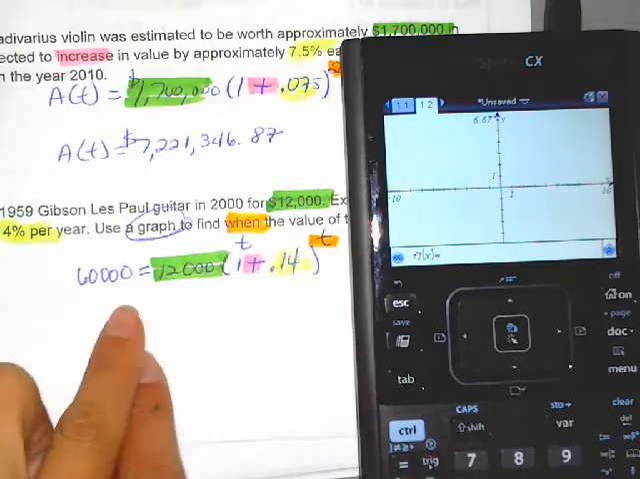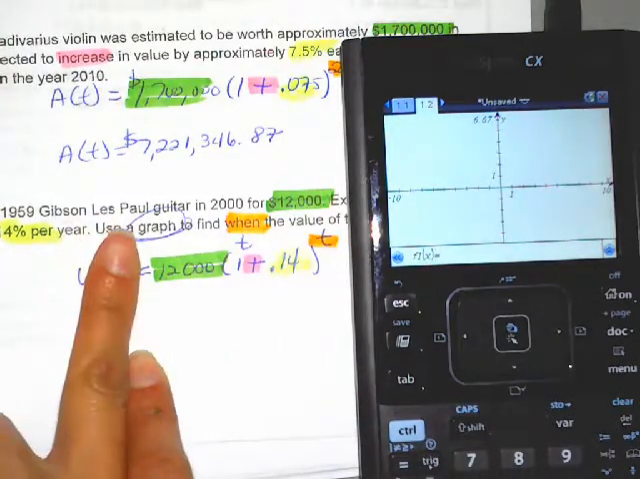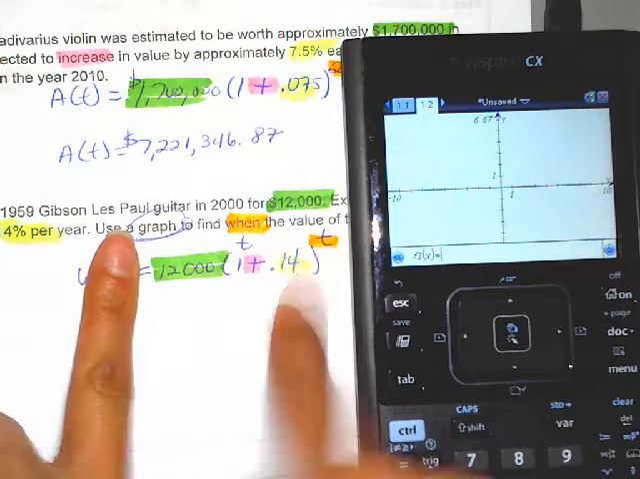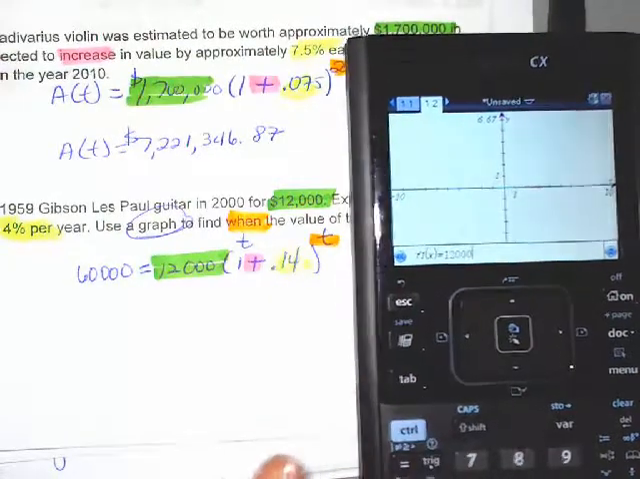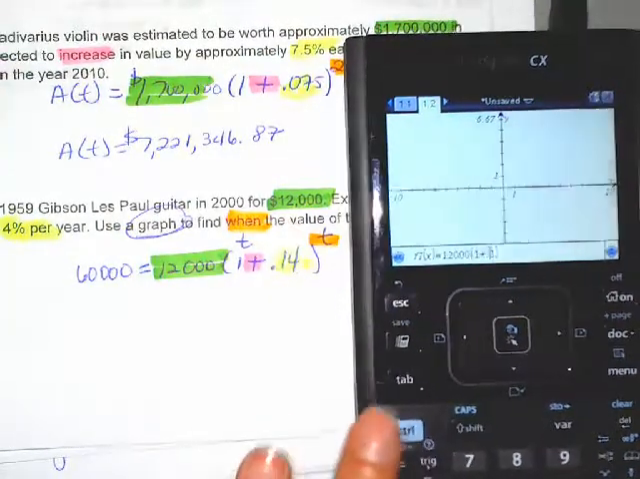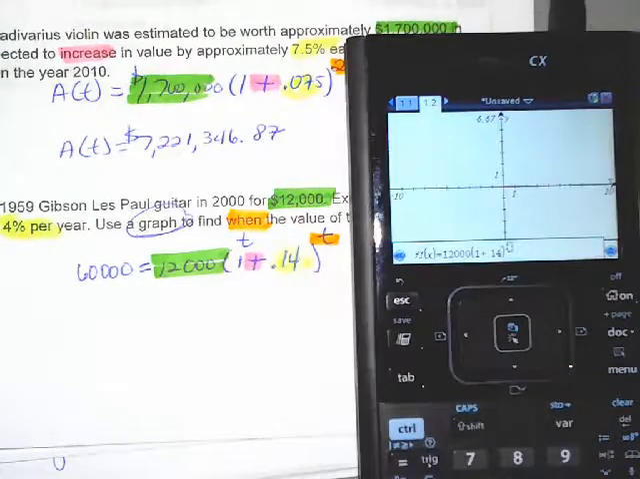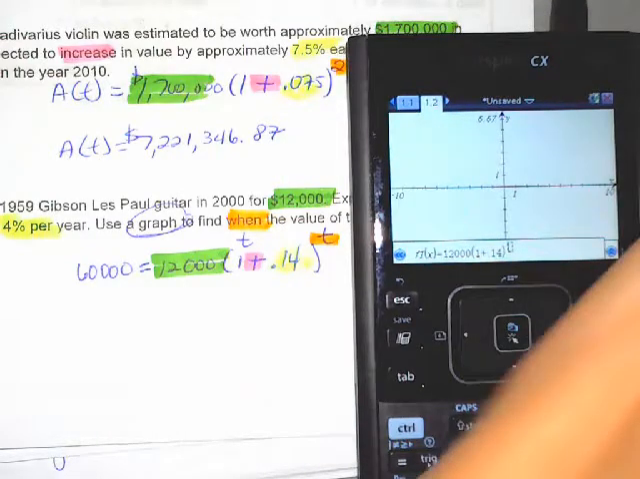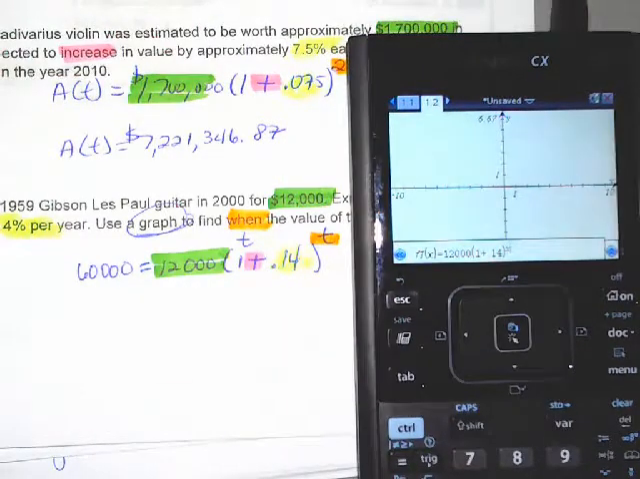Now, 60,000, we're not going to plug that in. We're only going to plug in what's on the right side. 12,000, open parentheses, 1 plus 0.14 raised to the, will the calculator recognize t? No. So what do we have to put? X. So go ahead and put x. Hit enter. I cannot see the graph. Why not?